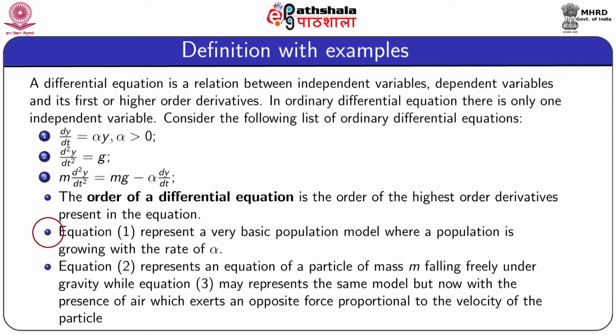Equation 1 represents a basic population model where a population is growing at a rate alpha. Equation 2 represents the equation of a particle of mass m falling freely under gravity, while equation 3 represents the same model, but now with the presence of air, which exerts an opposite force proportional to the velocity of the particle.